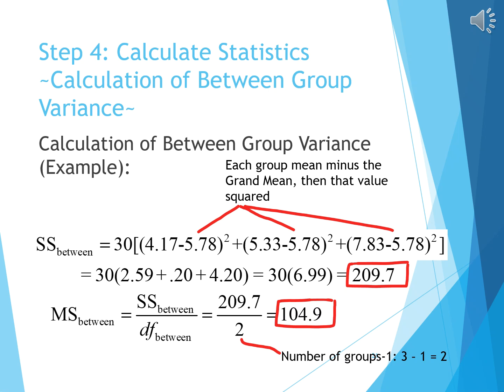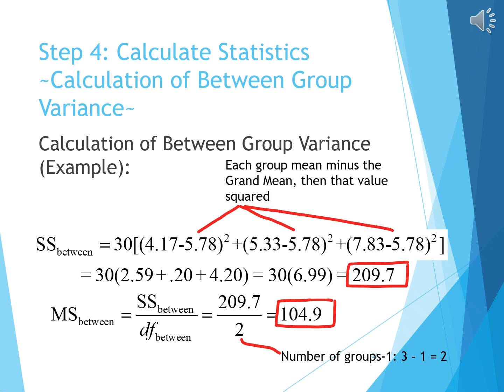So you'll end up with, in our case, 30 times 2.59 plus 0.20 plus 4.20 gives us a grand total of 209.7 as the sum of squares between. Now note that this works only because we have even sample sizes in all three of the groups, so you can just take 30 and then multiply it by these. If you had different numbers of people in each of the samples, you'd have to calculate those separately and then add them together to get the sums of squares between.